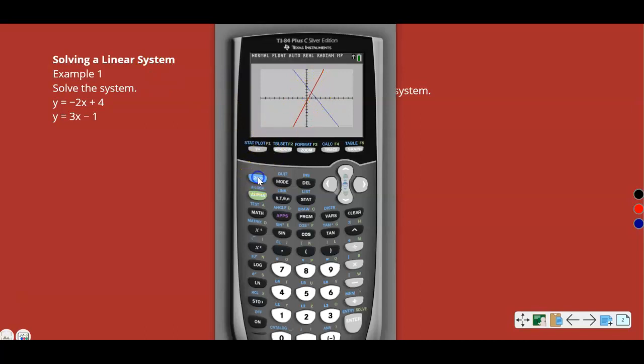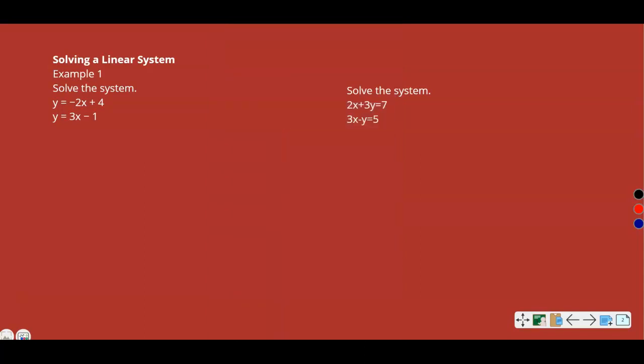So I need to solve it by finding the intersection point. I'm going to hit enter on the left side, and then I'm going to hit enter on the right side, and then it says the intersection is 1, 2. All right, so that's my x and my y value, so I can check this by simply plugging that in.